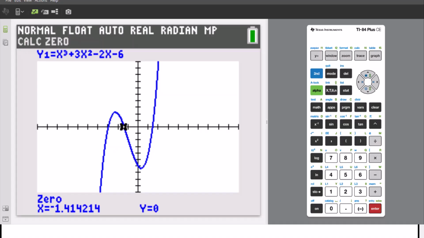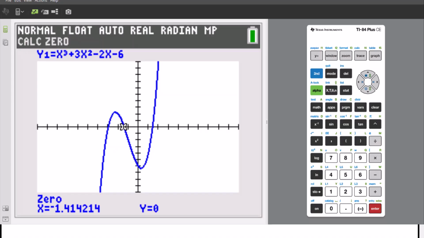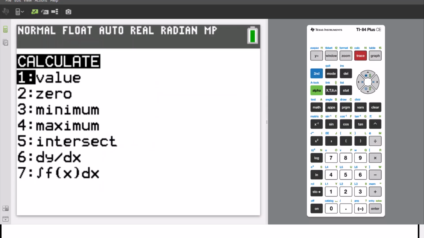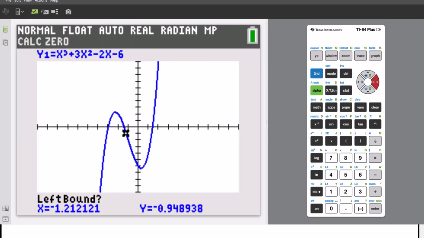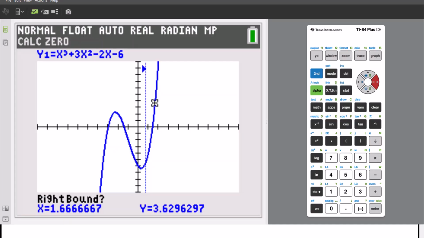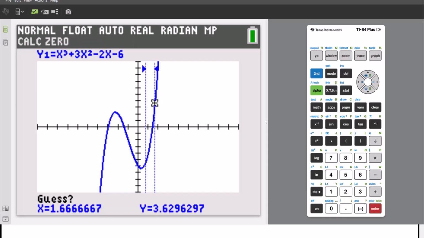Okay, so the last one seems like it should be somewhere around 1.5 as well. We're going to click second, trace, and then select option number 2 from this list of options, the 0. Again, I want to put it on the left side and the right side, starting with the left first. Let's stop there. That's a good spot. Then I'm going to put it on the right side of the intersection with the x-axis, or on the right side of the 0. And so there you go. It seems like my bounded lines contain the intersection in the middle. Finally, click enter one more time to guess the solution.